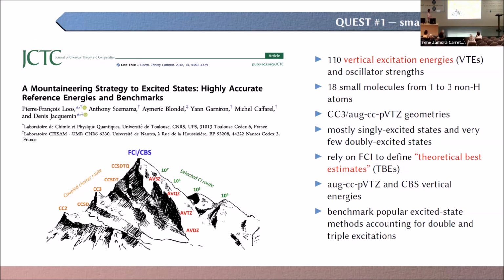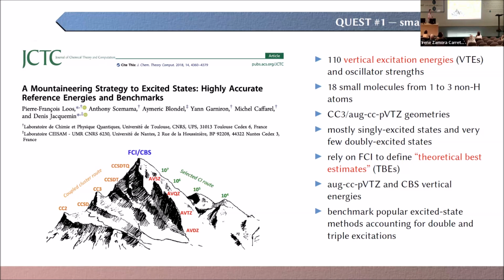We did about 110 vertical excitation energies with oscillator strengths and so on. They were small molecules, by which I mean 1 to 3 non-hydrogen atoms. For CIPSI, it's already pretty hard to converge. Based on CC3 geometries, mostly singly excited states. We defined what we call theoretical best estimates, TBE. Usually we use aug-cc-pVTZ. That's our reference basis. It has diffuse functions, so the Rydberg states are well described. It's a triple zeta, so the valence states are well described. So everyone is more or less happy.